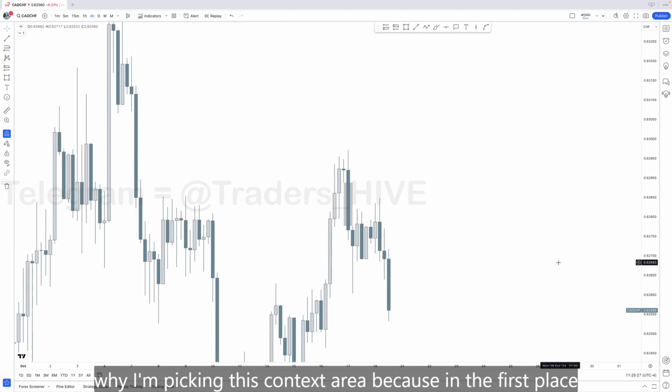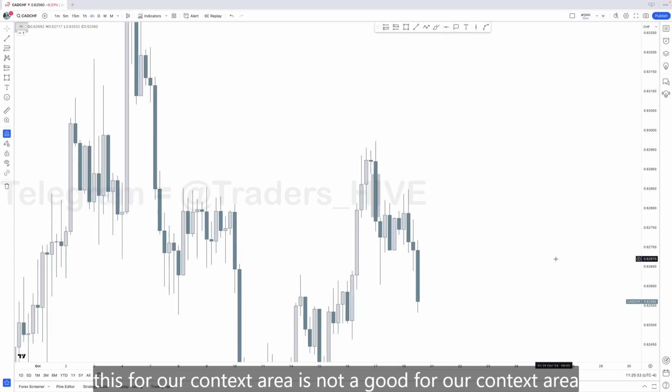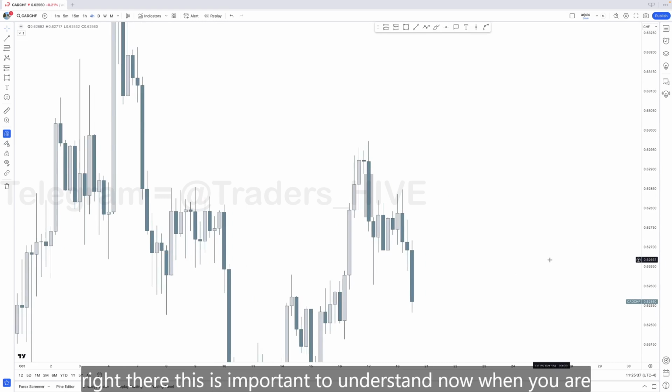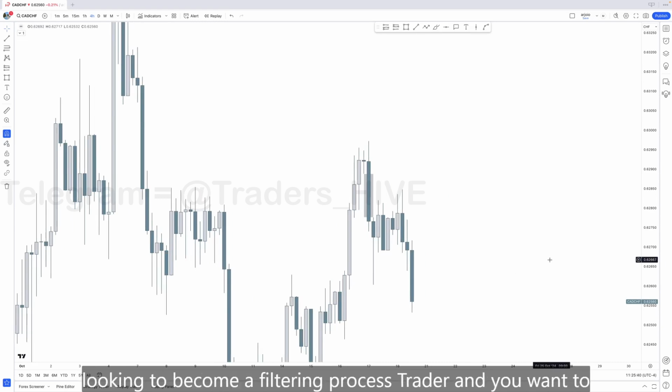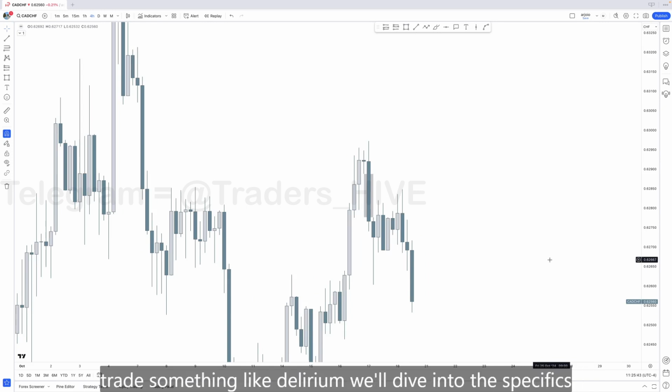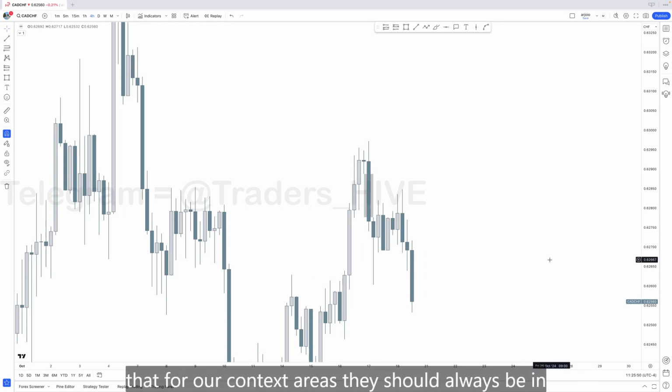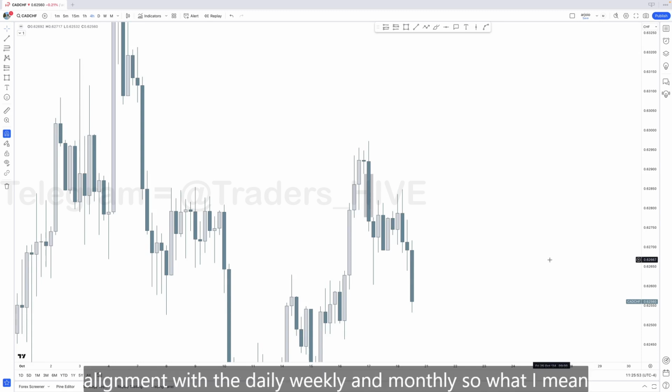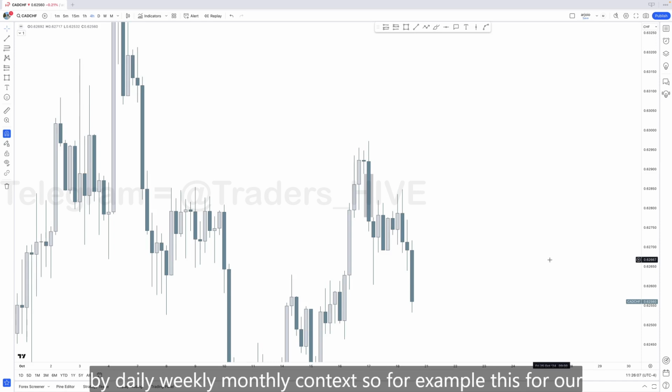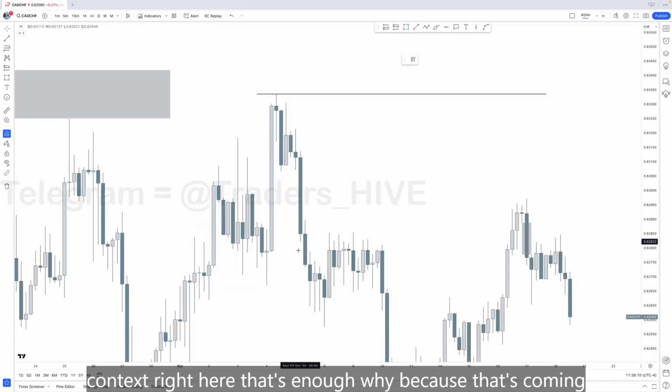Now notice why I'm picking this context area. Because in the first place, this 4-hour context area is not a good 4-hour context area right there. This is important to understand. When you are looking to become a filtering process trader and you want to trade something like this, we'll dive into the specifics of that in the next video as well. I just want to mention it here. If you're looking to trade 4-hour context areas, they should always be in alignment with the daily, weekly, and monthly. What I mean by that is, if you only have 4-hour context, then 9 out of 10 times that is not enough. It needs to be supported by daily, weekly, monthly context. So for example, this 4-hour context right here is enough. Why? Because that's coming from a monthly fair value gap.